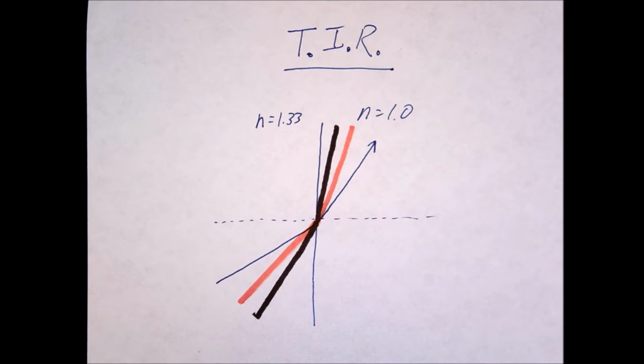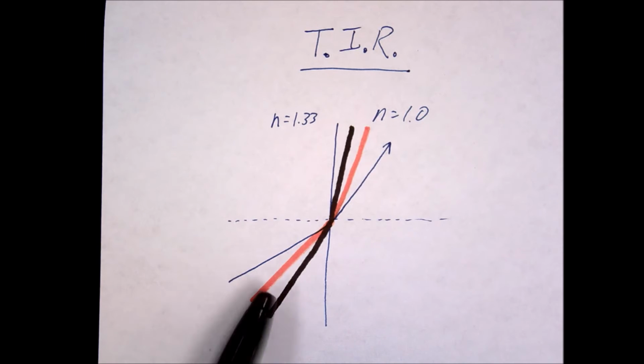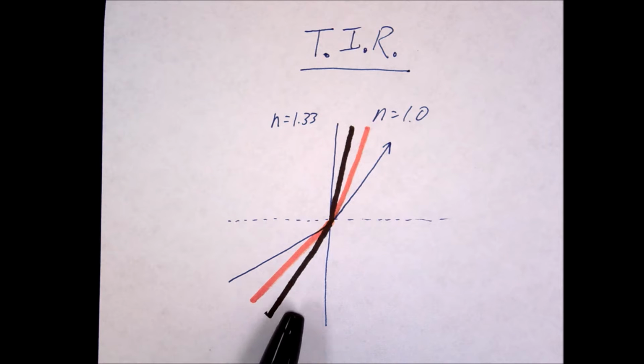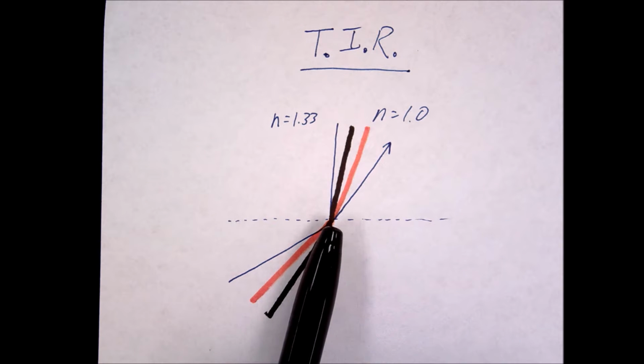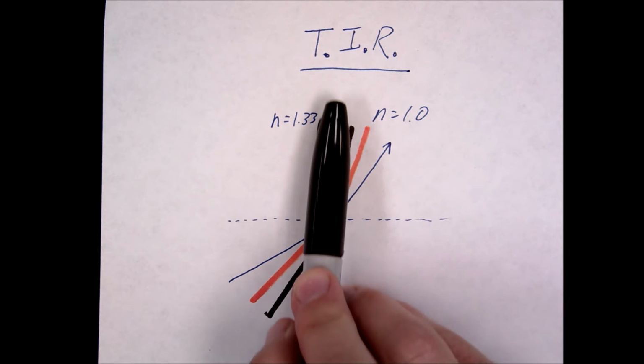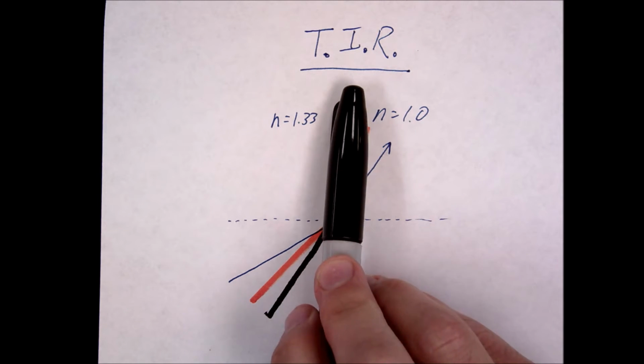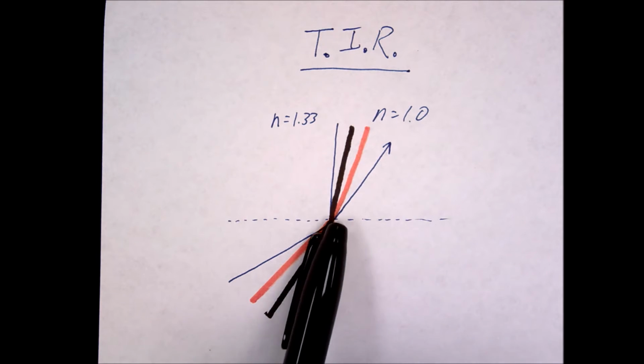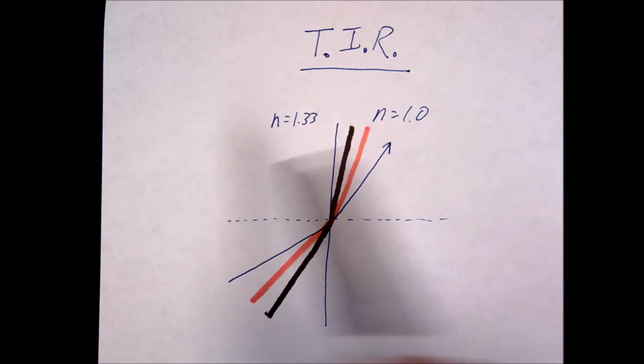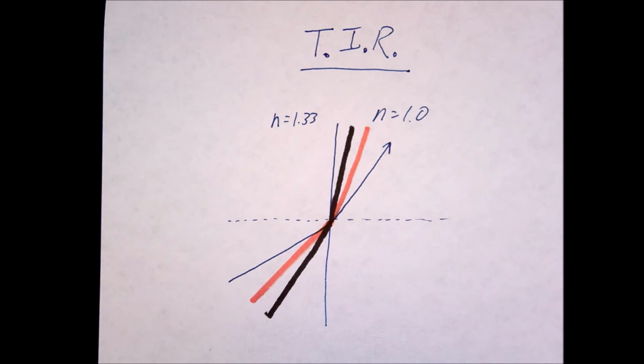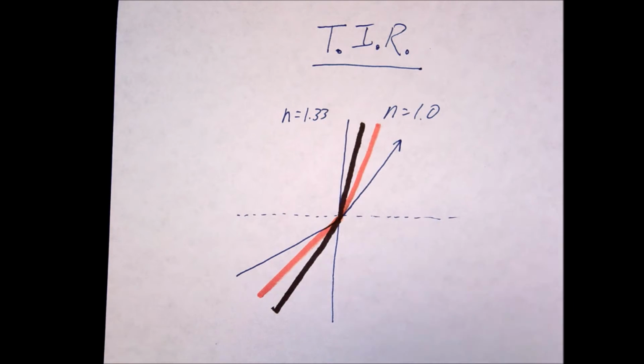Well, eventually what's going to happen is I keep increasing this angle of incidence. Eventually I'm going to reach the point where that angle is going to want to refract at 90 degrees. And then the question is, what do you do when you go beyond that? That's what we're going to talk about today: what happens when you reach that critical point where it wants to refract at 90 degrees, and what happens as you go beyond that. So actually, let's go ahead and define that.